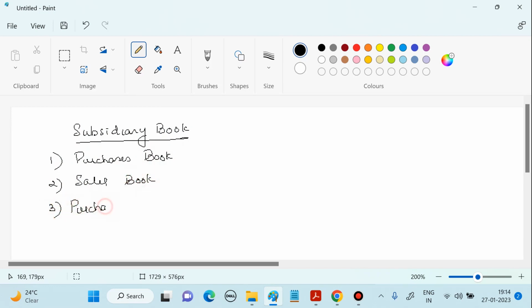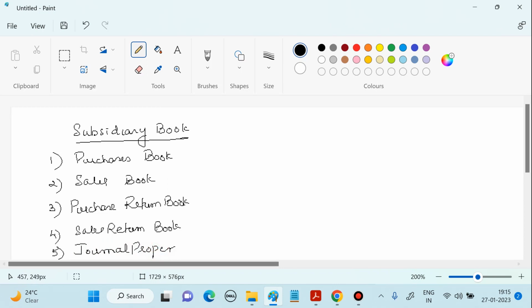purchase return book, and there is sales return book. There is one more book. What is that? Who can tell me? Other than the cash book. Journal proper. Yes, journal proper.